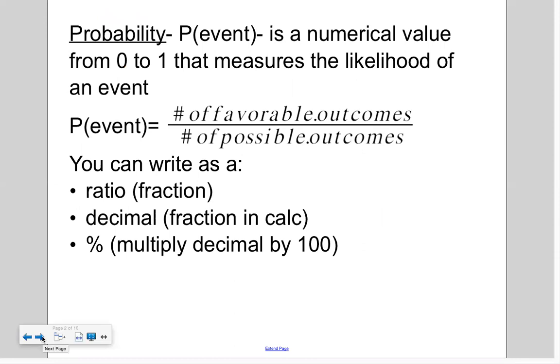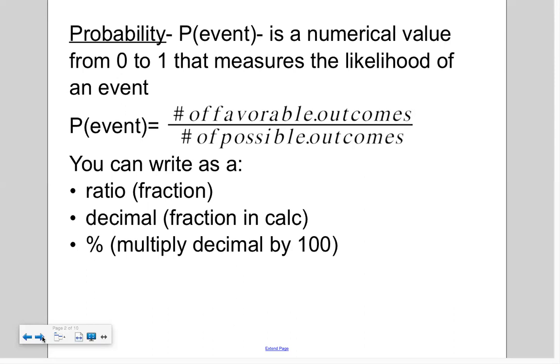Probability: a lot of times we shorten it, instead of writing the probability of this happening. We write just a capital P, and then in parentheses, we put the event. So for flipping a coin, we could say P(heads). That's basically asking what's the probability of hitting heads. So that's the shorthand way of writing it.